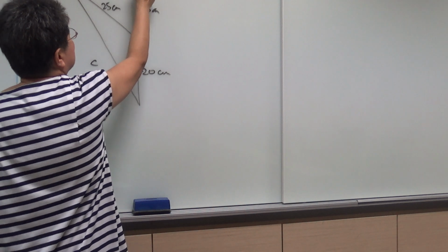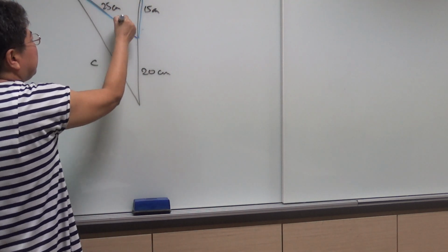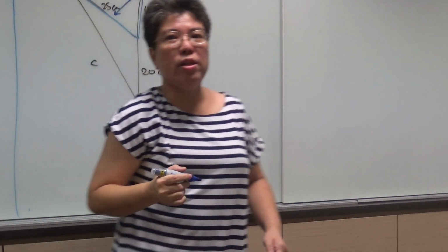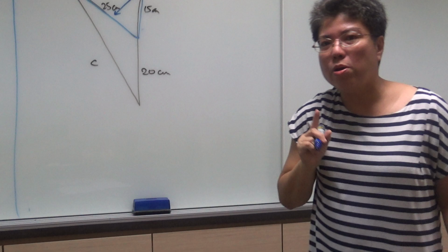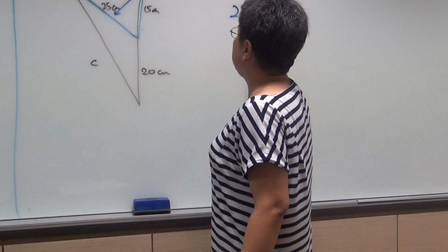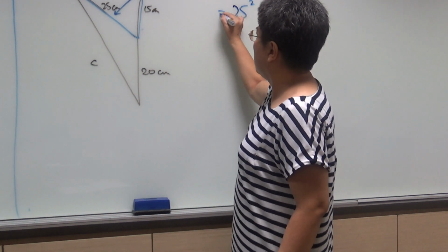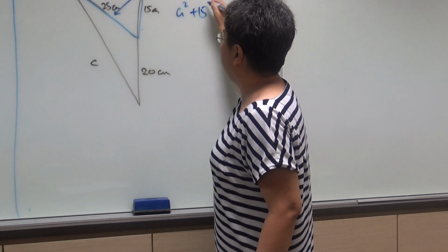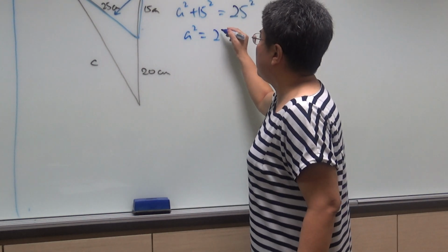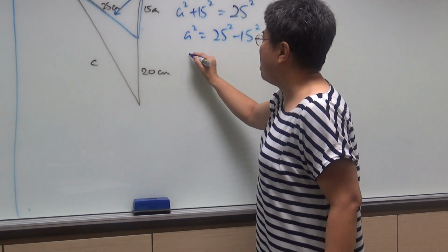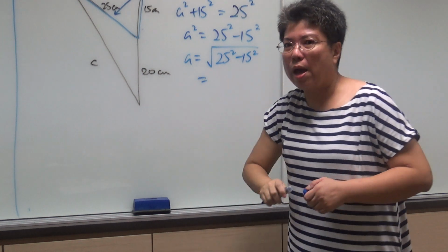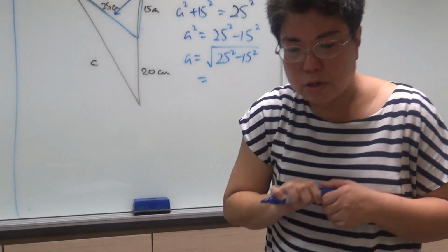Now, if you look at this triangle here, this is the right angle, and therefore the hypo will be 25 cm. Remember, hypo is the side that's opposite the right angle. So, I will have 25 squared alone. A squared plus 15 squared is 25 squared. So A squared will be 25 squared minus 15 squared. A will be 25 squared minus 15 squared, the whole thing square root.